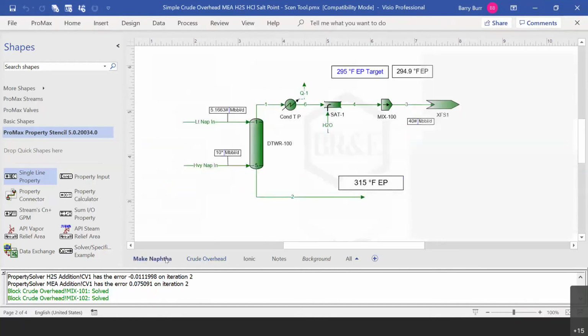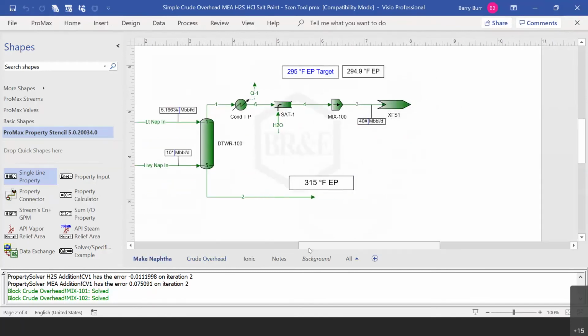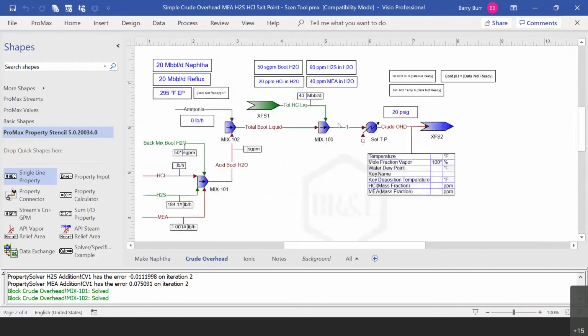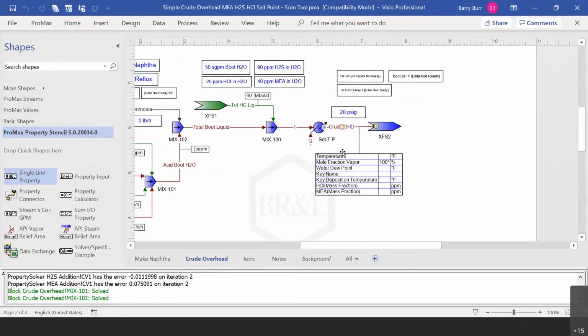Another thing I want to show is that in order to get the right overhead temperature, the dew point of this crude overhead line right here, where we calculate the salt point, well, that temperature is going to be based on the endpoint of your naphtha. So when you set the endpoint of your naphtha and the column pressure, you're pretty much setting the overhead temperature at that point.